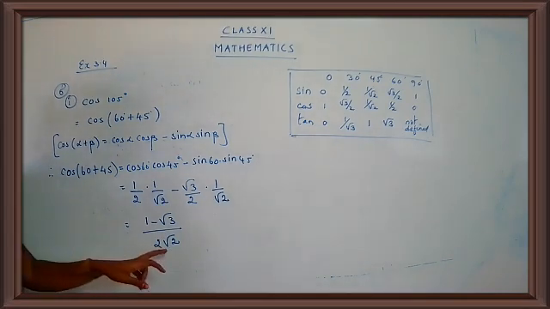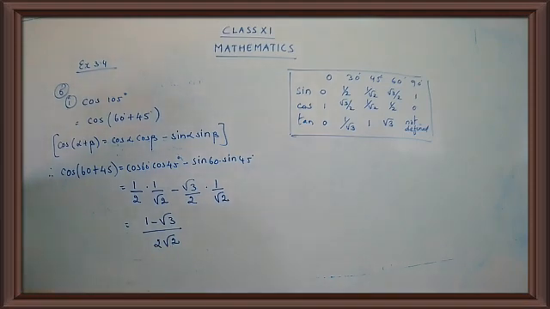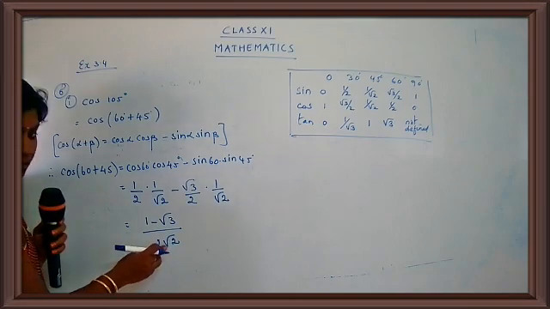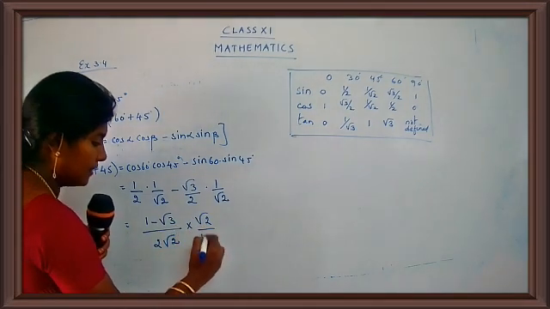Actually, mostly we should not keep the root part in the denominator. We don't keep it, we rationalize the denominator. So try to rationalize the denominator. How to rationalize the denominator here? This is root 2. I want to remove root 2. So I can multiply by root 2 and multiply by root 2.